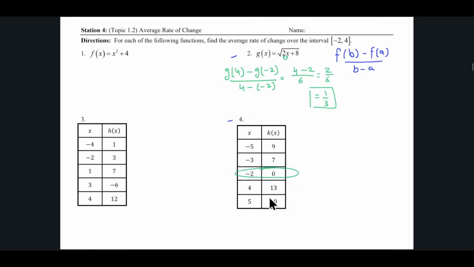Likewise over here, the -2 and 4 points are right here. So the AROC will be k of 4 minus k of -2 over 4 minus -2. K of 4 is 13, k of -2 is 0, the denominator is 6, so the answer is 13 over 6. This is going to be the AROC of this function.